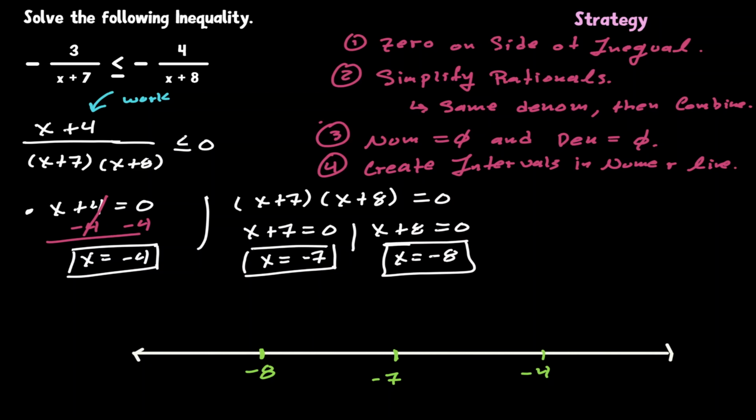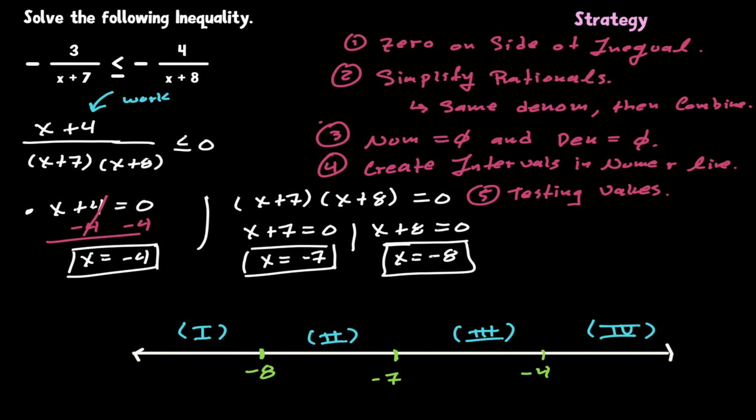And notice that when we place those values on the number line, we have created 4 different intervals. The interval from -infinity to -8, let's call that interval number 1. The interval from -8 to -7, let's call that interval 2. The interval from -7 to -4, let's call that interval 3. And the interval from -4 to positive infinity, let's call that interval number 4. And now we're going to be testing values on those intervals.